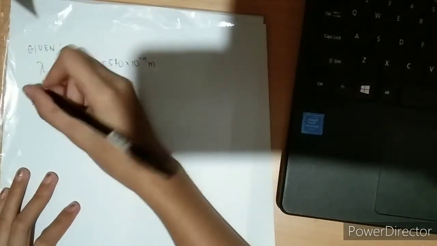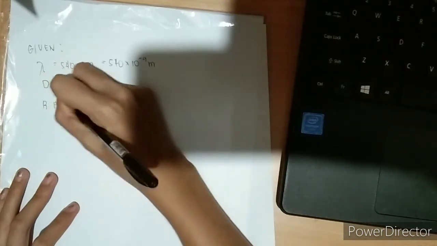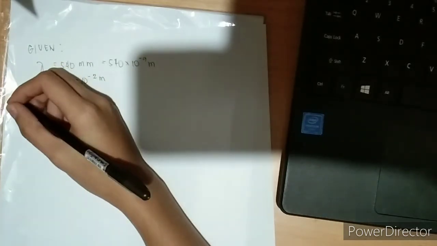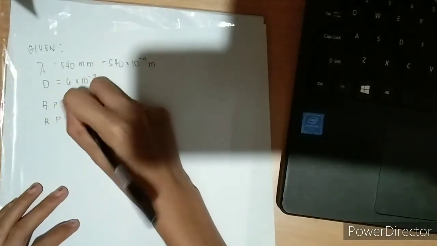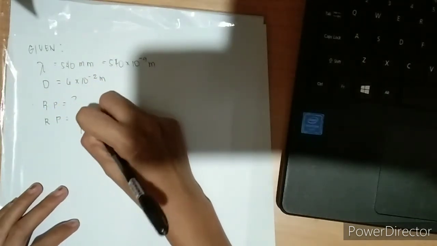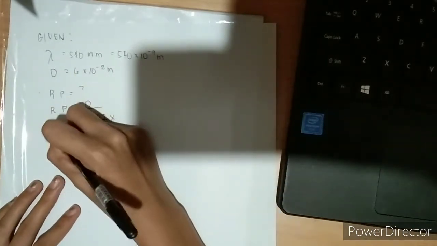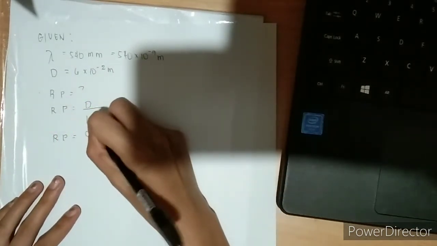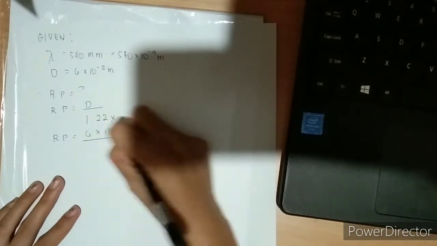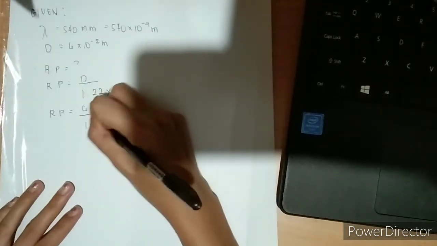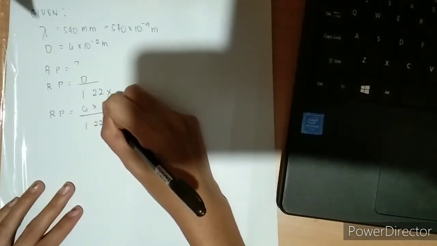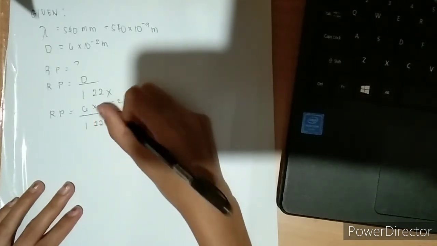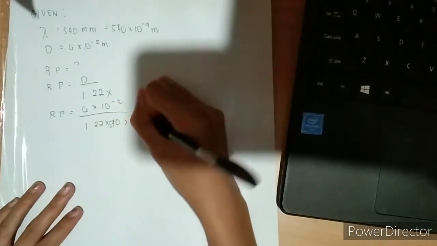Calculate the resolving power of a telescope when light of wavelength 540 nm is used. The diameter of the objective lens is 6 cm. Again, the first step we need to do is to write the given. The lambda, or the wavelength, is equal to 540 nm and it is not yet in meters, so we need to convert it to meters. 540 nm equals 540 times 10 raised to negative 9 meter.